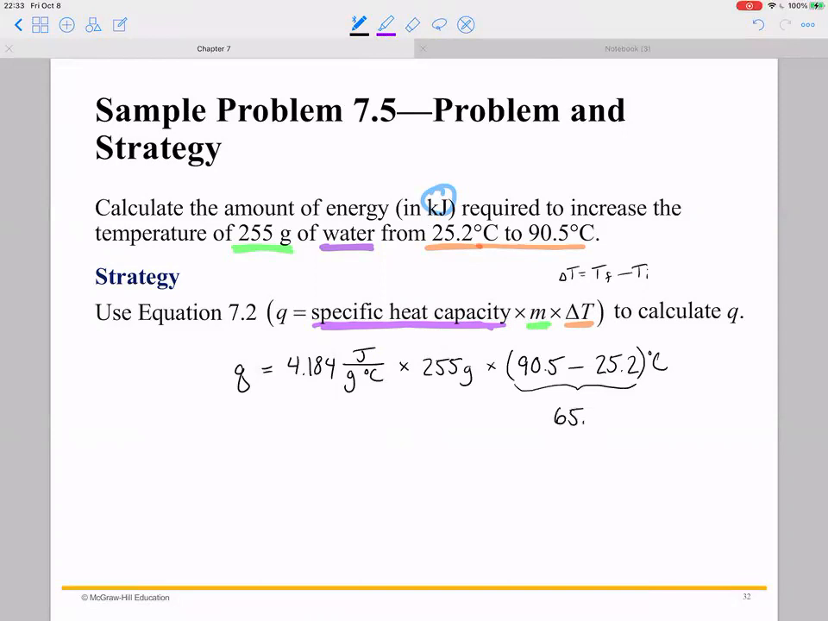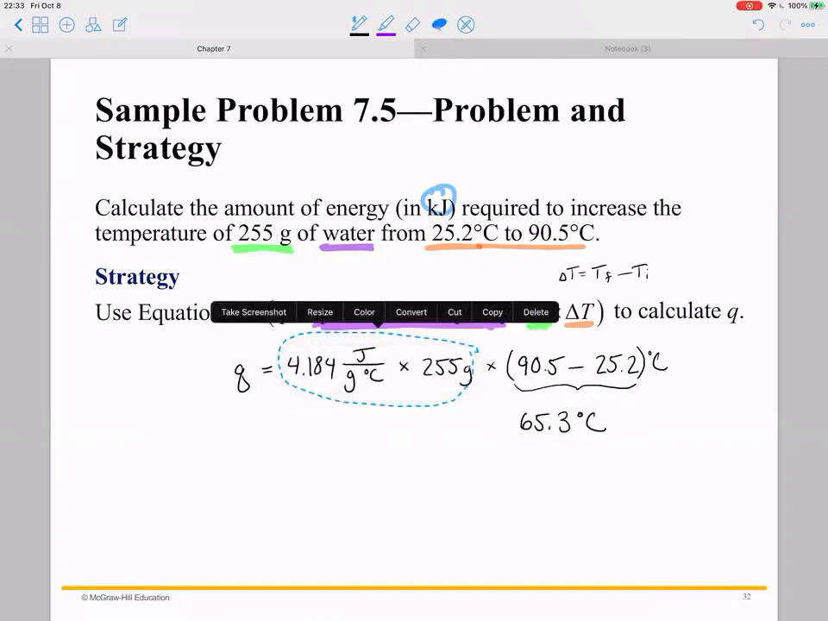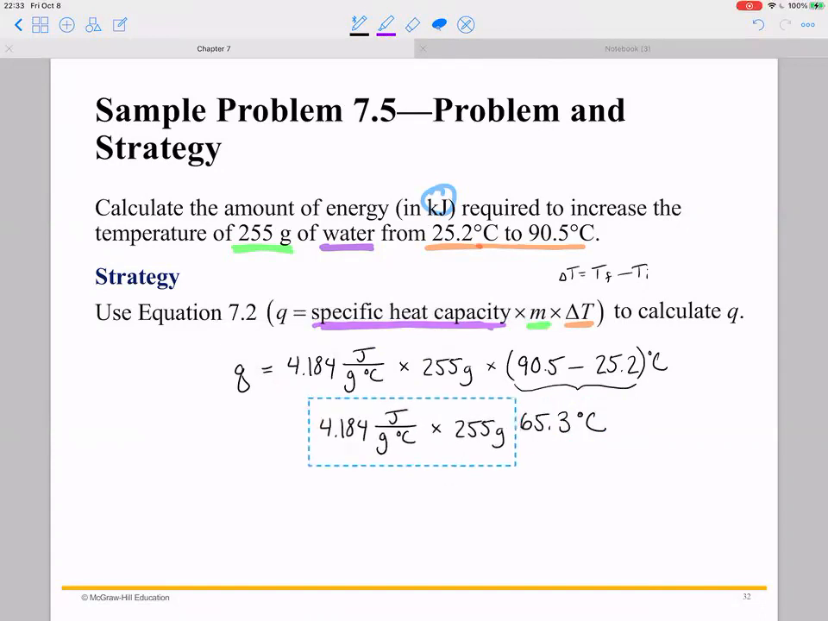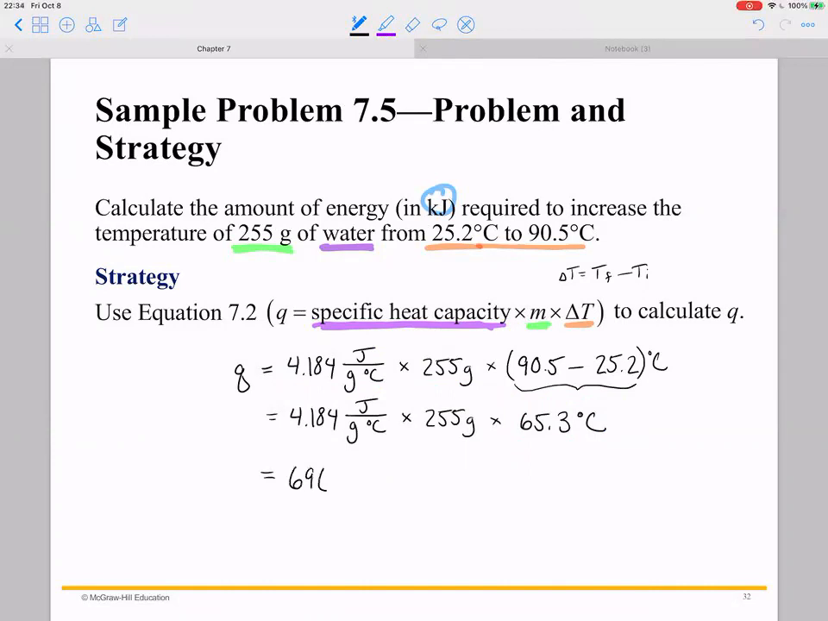So this would be 65.3 degrees Celsius. So now we just take the rest of our equation, which hasn't changed any. All right, so now we're going to punch this into our calculator: 4.184 times 255 times 65.3. And we're going to get 69669.8. So right, first thing you're going to do is just throw down whatever your calculator gives you.